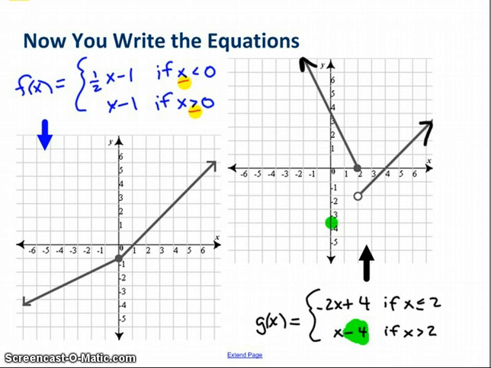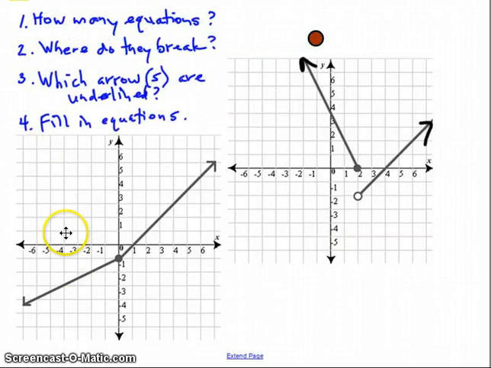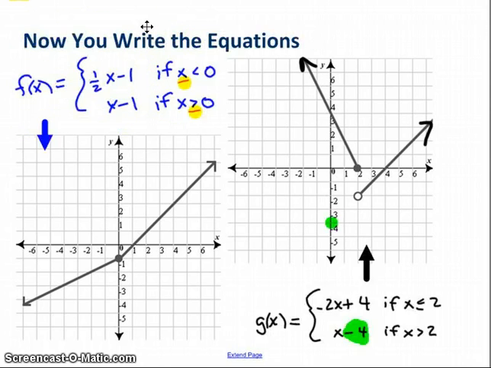Okay, so that's it for the piecewise function lesson. If you can remember, when you are writing the equations for the picture that you see, to break it into these 4 steps: how many different equations are in that piecewise function, where do those pieces break from each other, which arrows should be underlined, and then simply go ahead and fill in the equations for each of the ones that you identified in step 1, you shouldn't have too terribly much trouble.